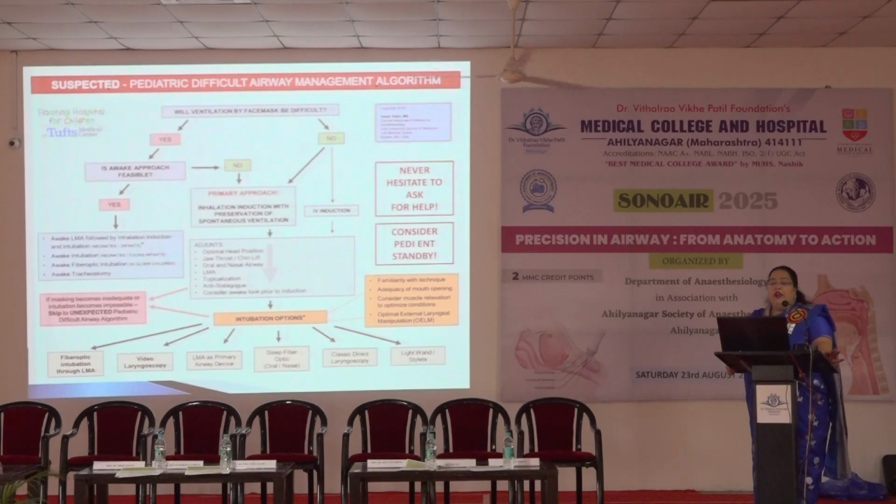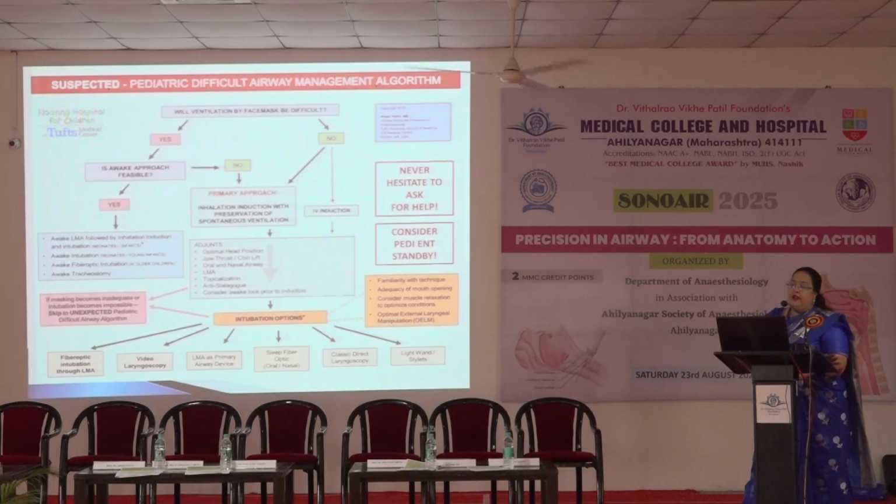If the awake approach is not feasible, the primary approach will be inhalation induction with preservation of spontaneous ventilation. And you can use adjuncts like optimal head position, jaw thrust, chin lift, oral and nasal airway devices, LMAs, topicalization, antisialagogues, and consider awake look prior to induction. If you cannot ventilate by face mask and you do an IV induction, you will be in soup. You will have to look for all the adjuvants present and try to intubate. If not, then we will have to go for front of neck access.